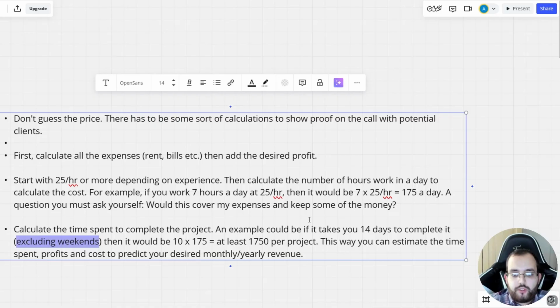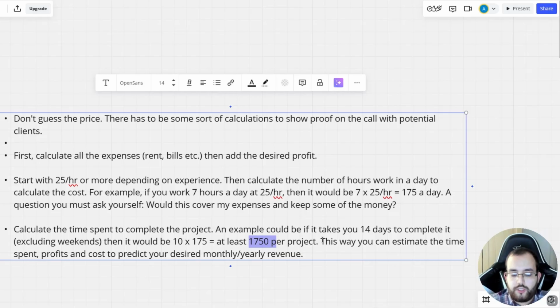So there will be 7 days in a week. Obviously 7 minus 2 is 5 days, or 5 working days. So times by 2 will be 10 days. So let's say it would be 10 working days times by 175. There will be at least 1,750 pounds, euro, dollars, etc. per project. That's for 2 weeks.